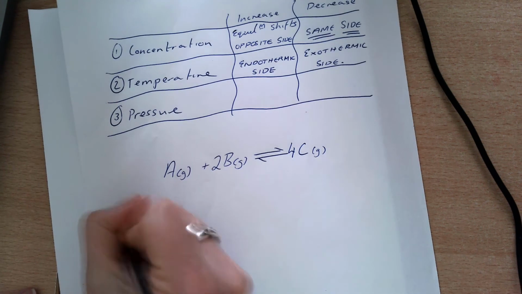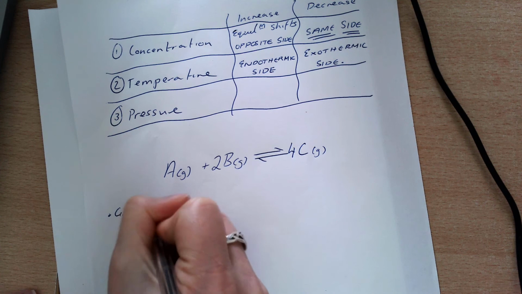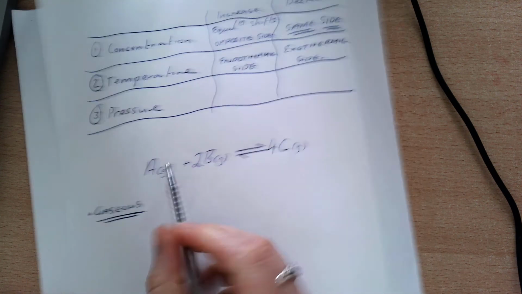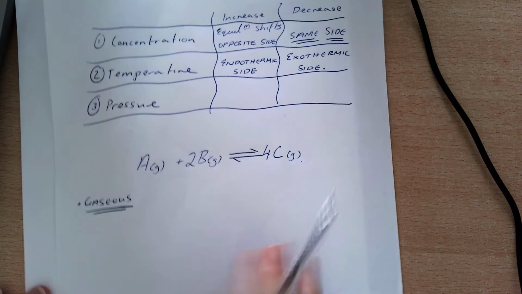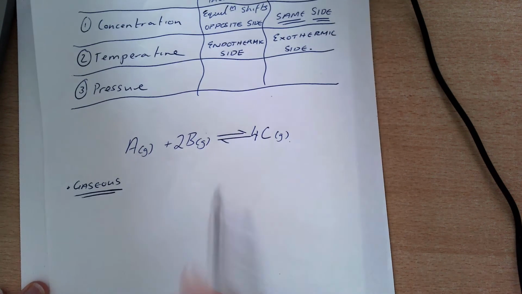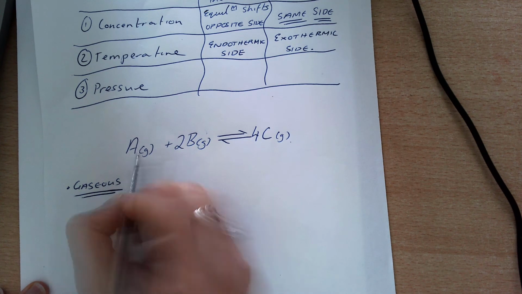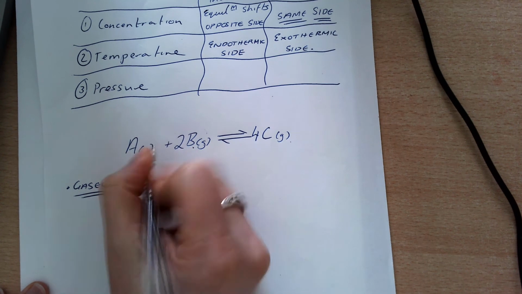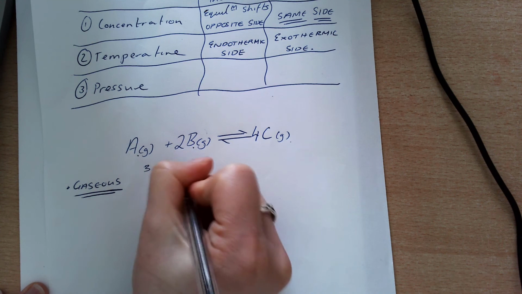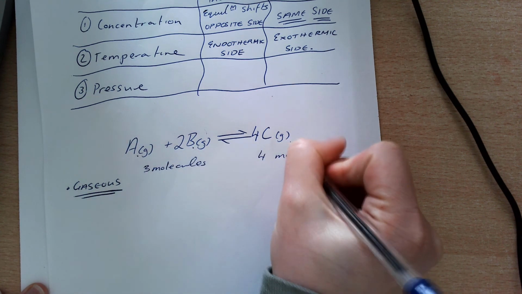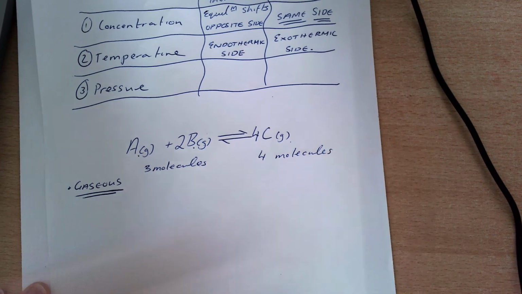First thing to state about pressure is that it only works or counts if the whole system is a gaseous system, so both the reactants and the products are gases. If I look here, I have one molecule of A and two molecules of B. So I have 3 molecules on my left hand side, and on my right hand side I have 4 molecules.